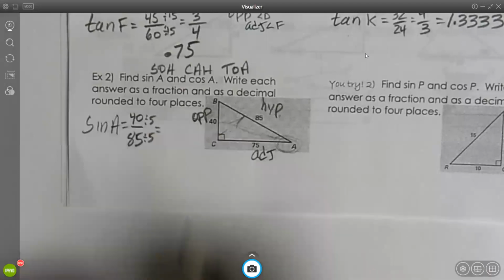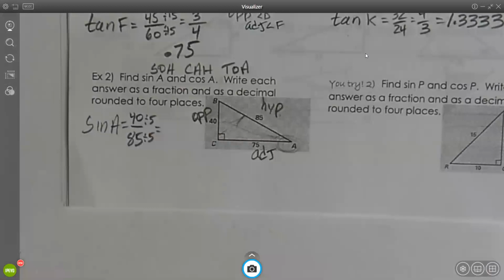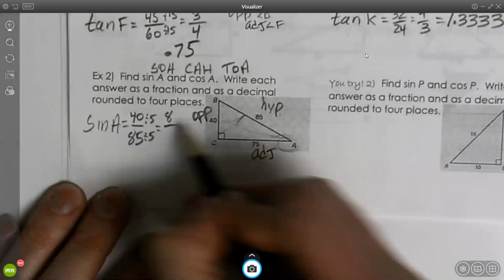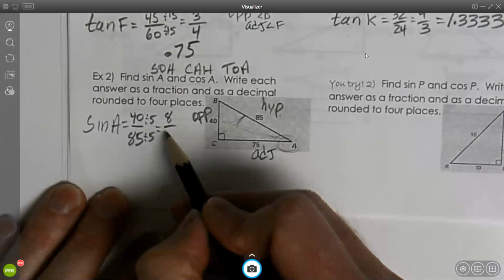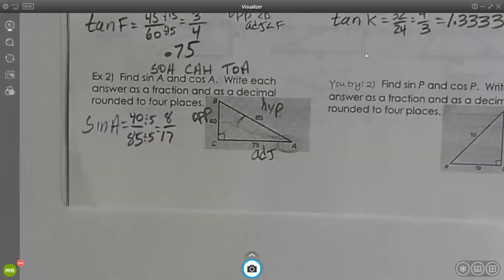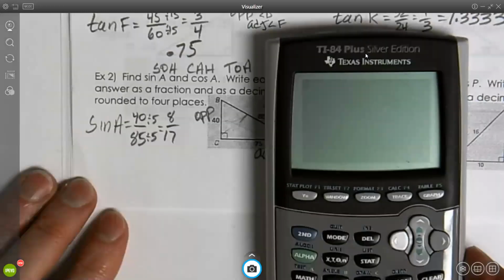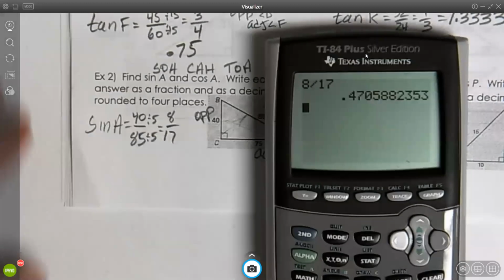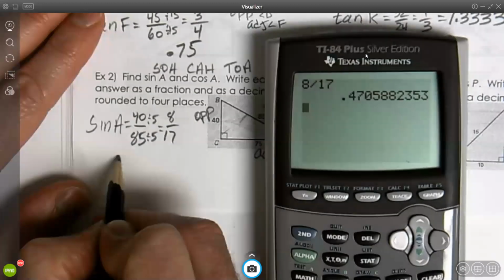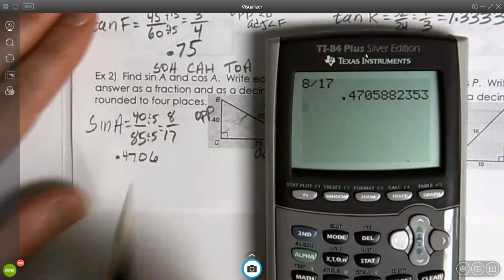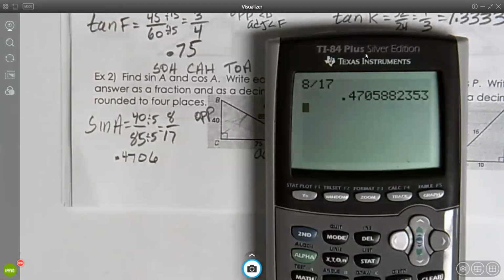I know at least 5 goes into both of those numbers. So 5 goes into here 8 times. 5 goes into here 17 times. So we get 8 over 17. And we can get a decimal out of that by saying 8 divided by 17. We would get 0.470, and we would round up the 5 to a 6 because the 8 is 5 or bigger.